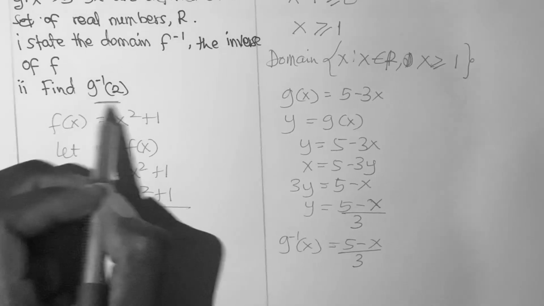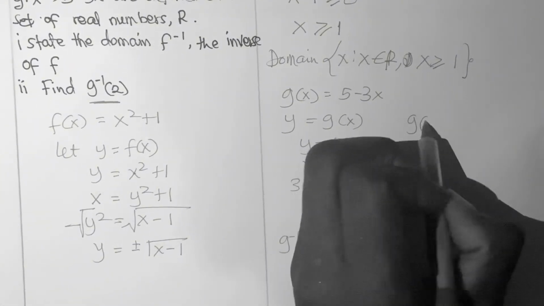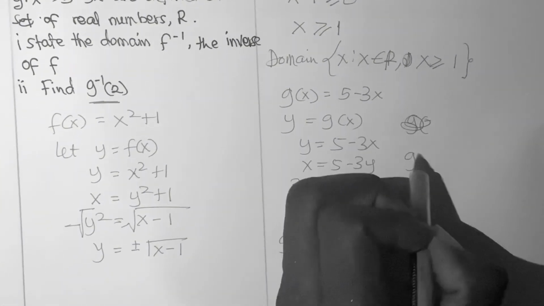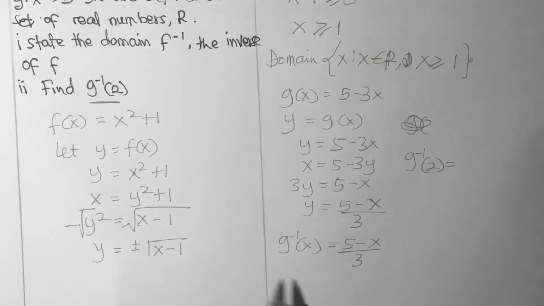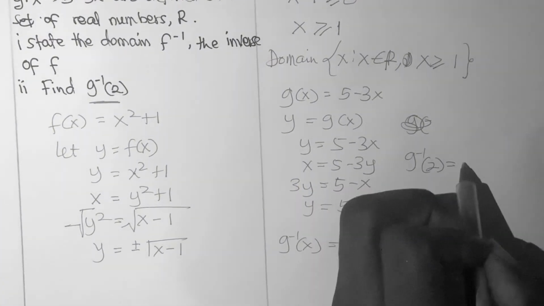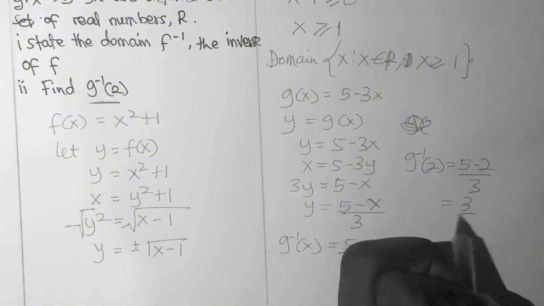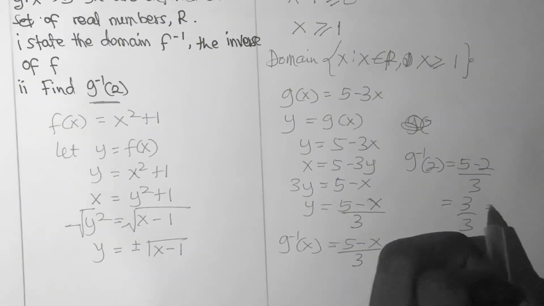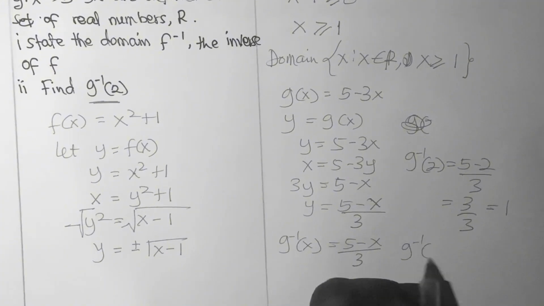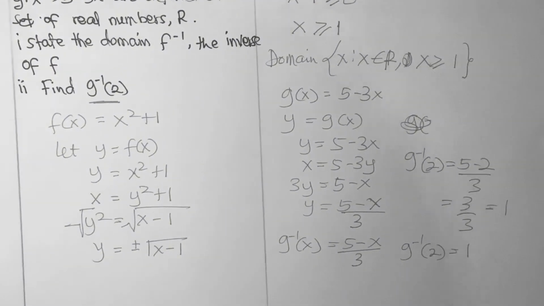Then we are supposed to find J inverse of 2. So J inverse of 2 is equal to, wherever you see x here, put 2. (5 minus 2) divided by 3, which is equal to 3 divided by 3. And that's equal to 1. So J inverse of 2 is equal to 1.